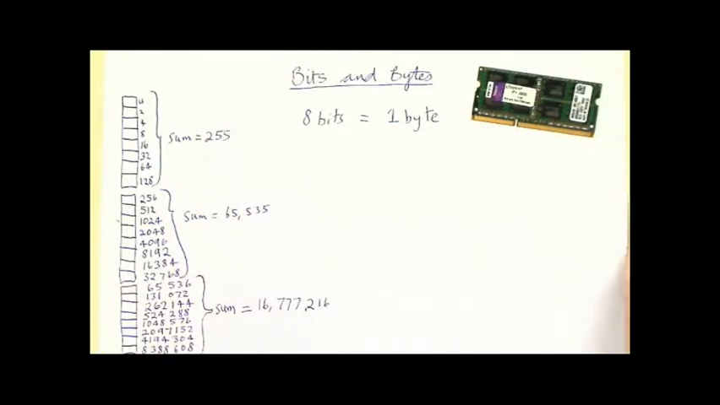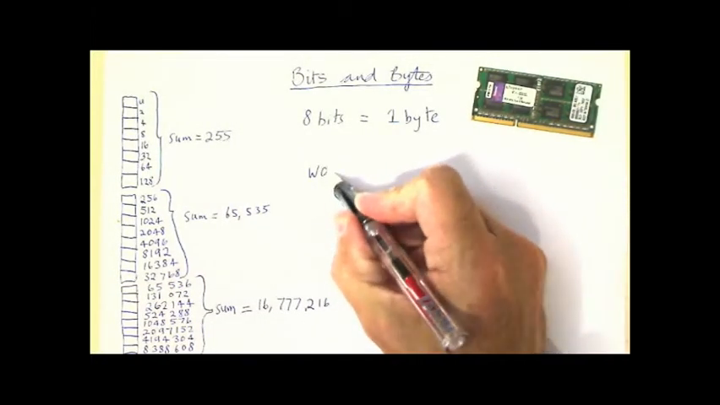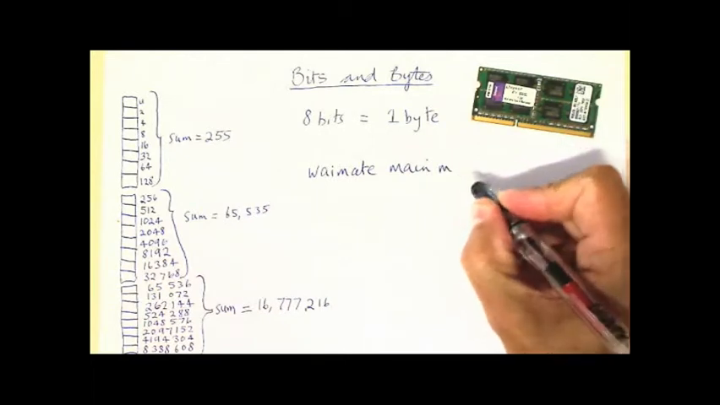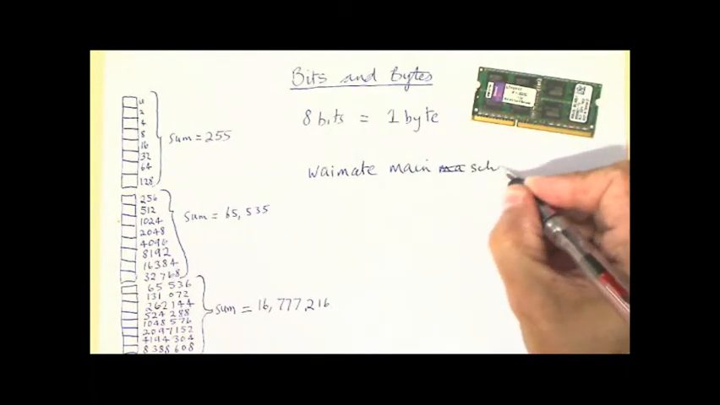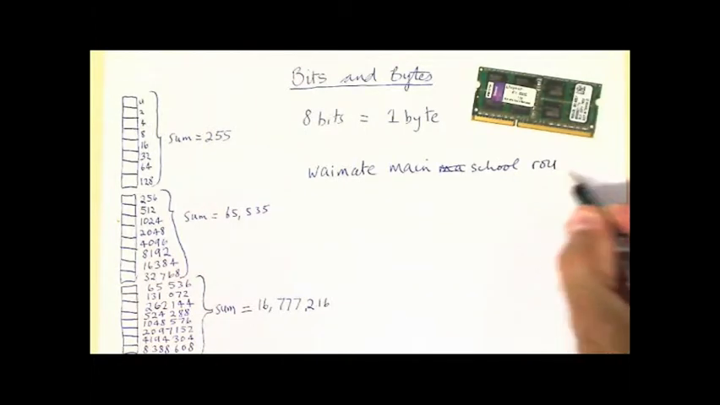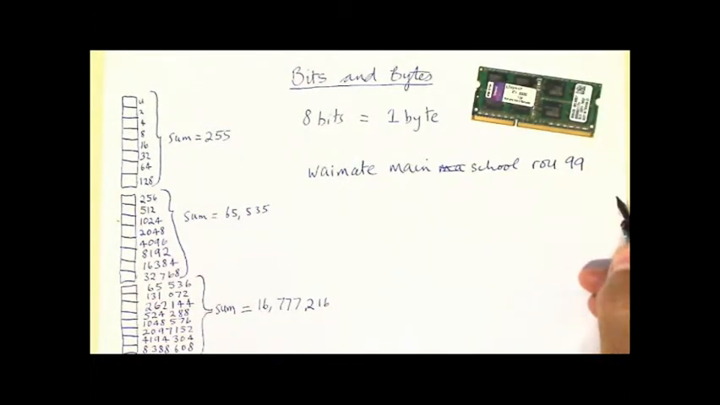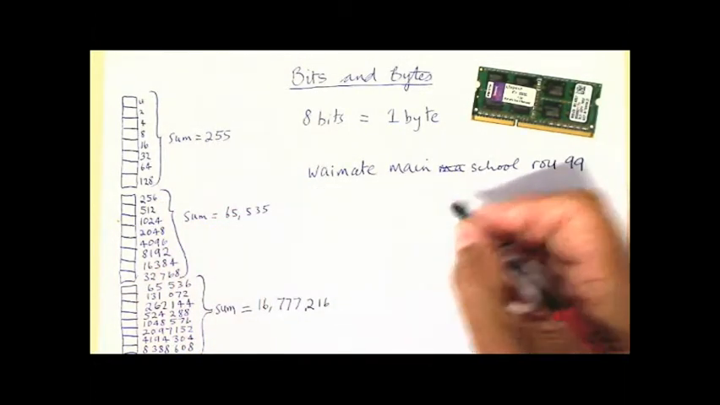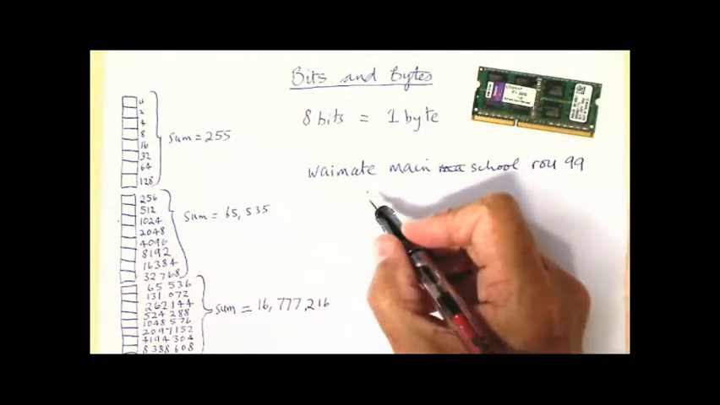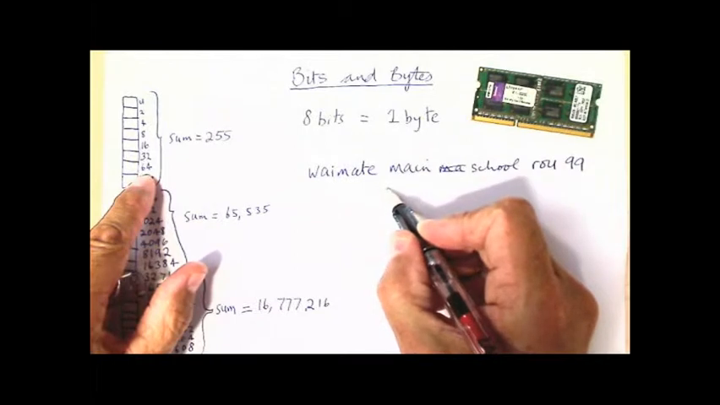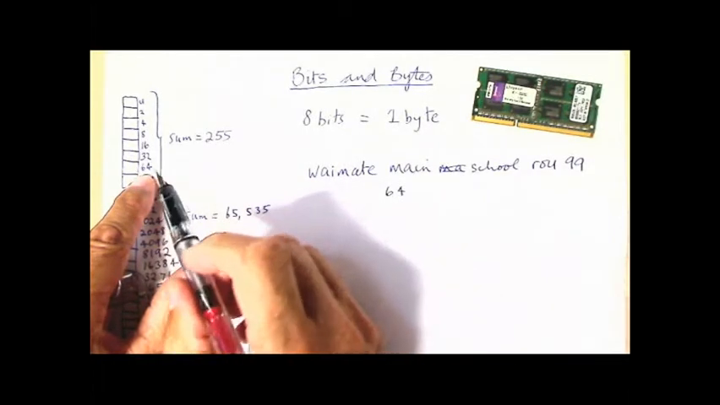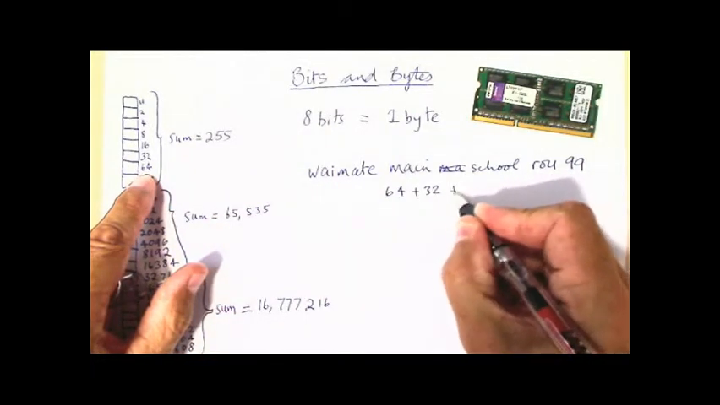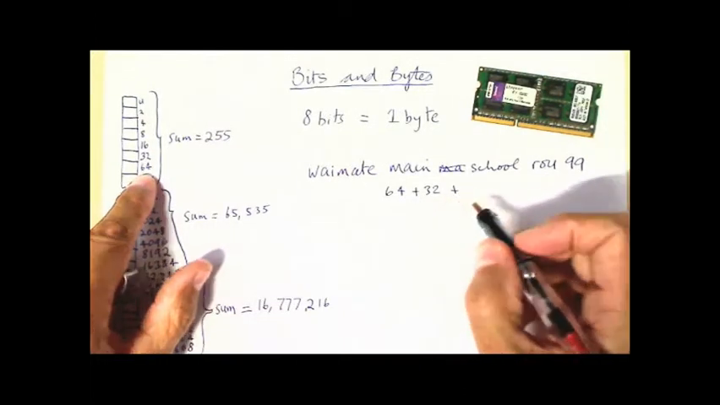For example, Waimate Main School, which is just across the road from me, has got a population, or a roll, we'll say of 99. So to count the roll of Waimate Main School, I could do that in 1 byte of information. So let's just do the sum. How would that be? It would be a 64. So 64 plus 32 is 96.